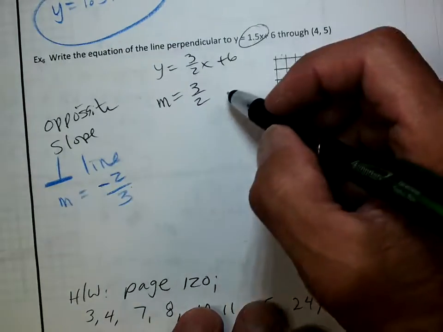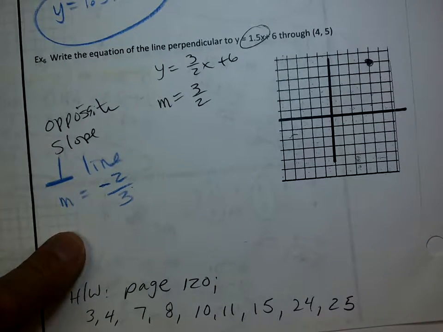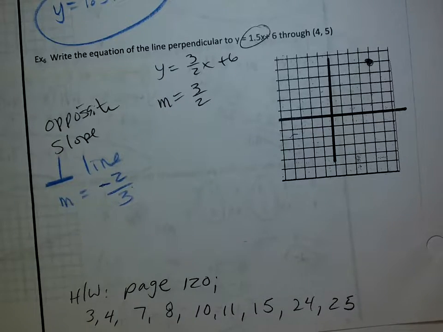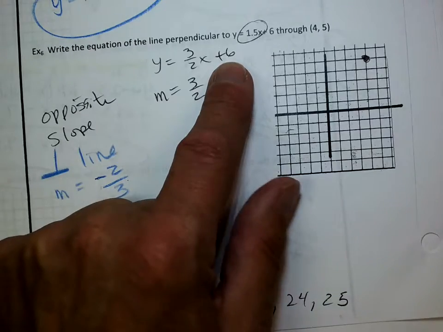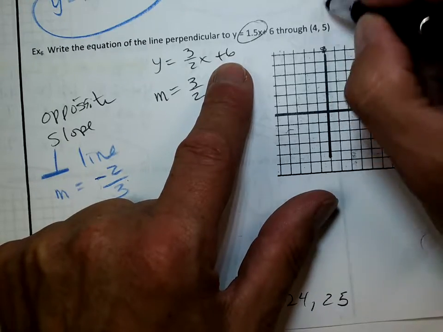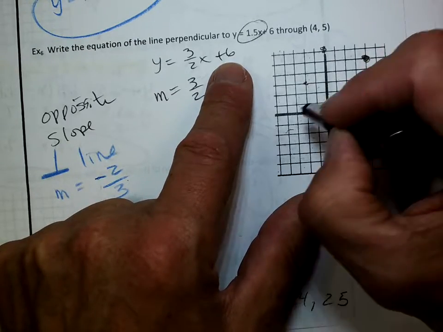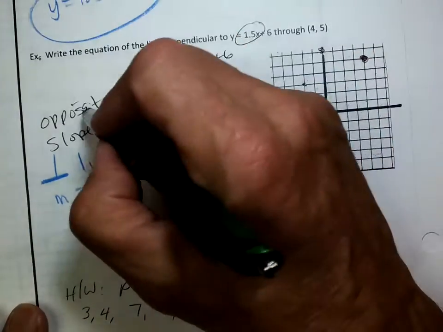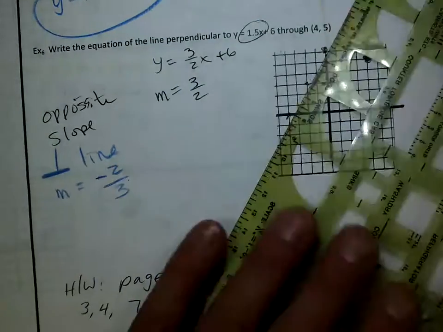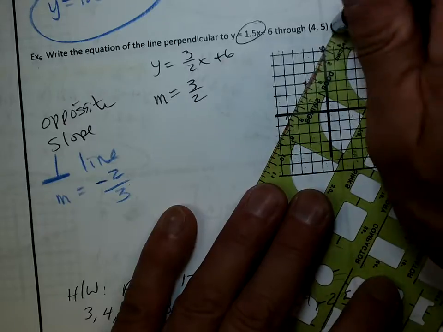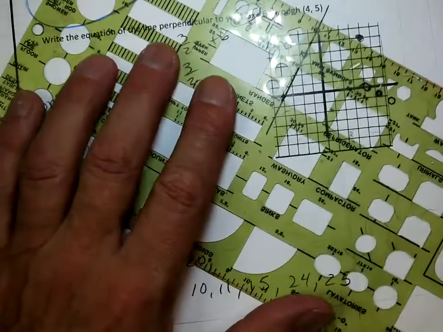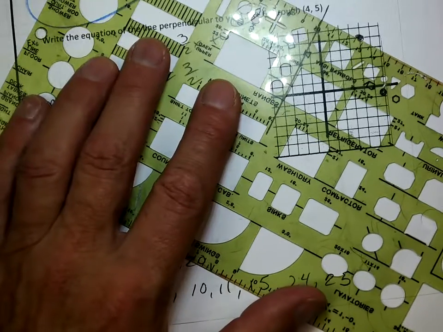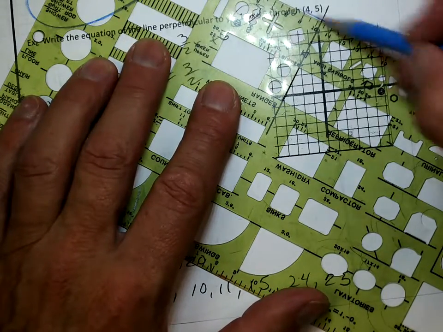So what am I going to do now? Let's see. What I could do, let's graph the original. Start at 6. 1, 2, 3, 4, 5, 6 up here. And same thing, up 3 over 2, or down 3 back 2, down 3 back 2. And if I graph in the original line, there it is. Now the perpendicular line's probably going to go something like this. Let's see if I can make it look perpendicular. Probably something like this, okay?